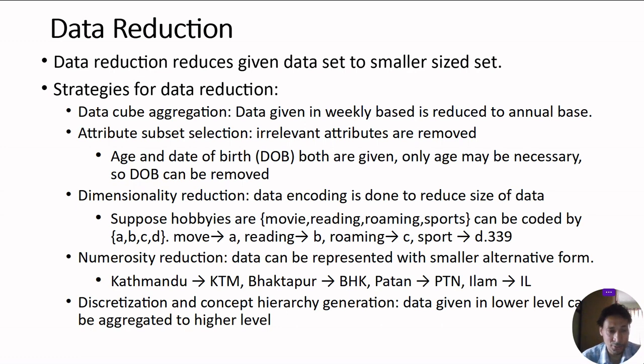Similarly, another method, numerosity reduction. Data can be represented with a smaller alternative form. Here Kathmandu can be represented by KTM, Bhaktapur by BHK, Patan by PTN. So we can use abbreviations for words. In this way also we can reduce the size of the data. Another way is to use the concept hierarchy to reduce the data size.